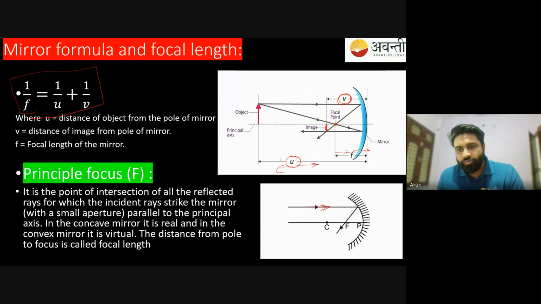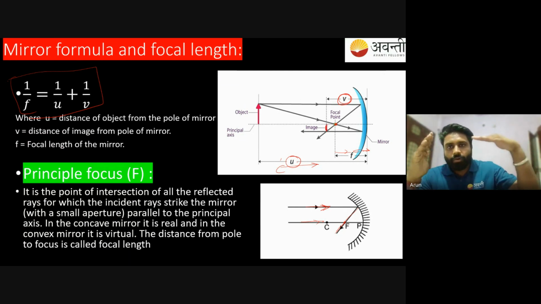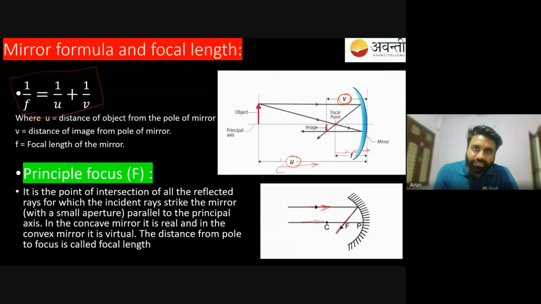This is a ray which is moving parallel to the principal axis. After reflection, it strikes on the principal axis. Where? At the focus. So for any spherical mirror, if an incident ray falls parallel to the principal axis, after reflection the point where it meets the principal axis is termed as the focus of the mirror. That is what the mirror is trying to say, that I am focusing these rays at this point.